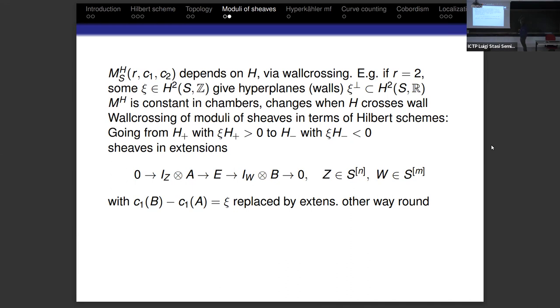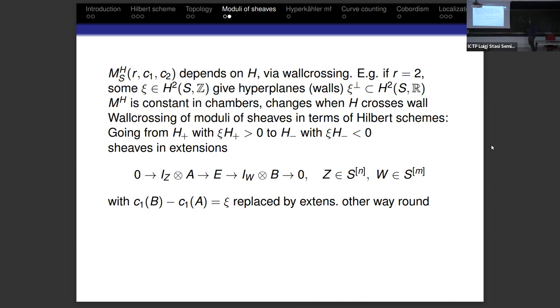if you go from H plus, such that psi times H plus is bigger than zero, to H minus, such that psi times H minus is smaller than zero, what you do is you take sheaves which lie in extensions like this, A goes to E goes to I_W tensor B, or some zero dimensional subscheme, such that the first Chern classes of E minus A is C, and this is replaced by extensions the other way around. And this is very related to what was mentioned in the talk last week. So this is a flip or flop of the moduli space, a certain birational transformation of the moduli space.